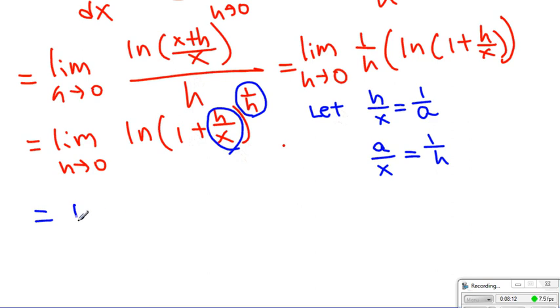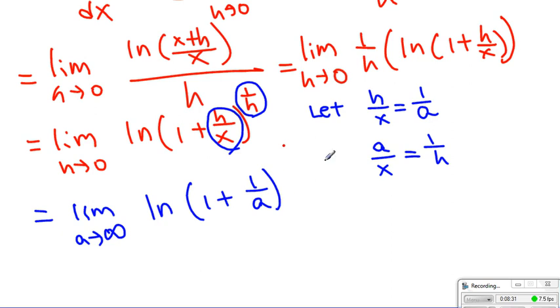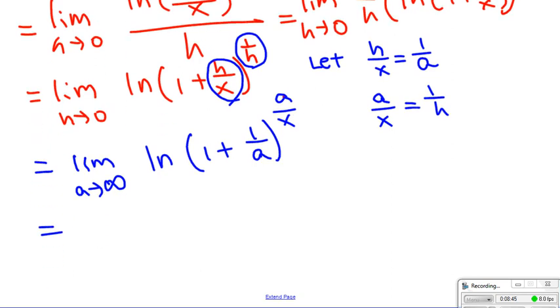this can now be rewritten as the limit as a approaches infinity of ln of 1 plus 1 over a, where you rewrite h as 1 over a. Now, 1 over h will be rewritten as a over x. But by the power rule of the logarithm, x can actually come to the front, making the expression this way.